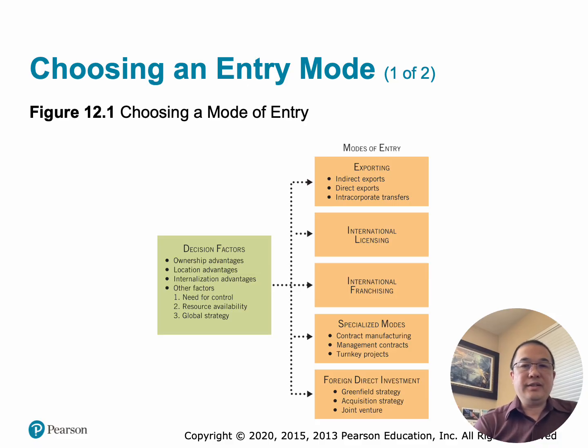Number four, specialized entry modes. These include contract manufacturing. This is where a local company manufactures products for the foreign firm. Management contracts. The company provides management expertise without owning facilities. Turnkey projects. The company builds and delivers a fully operational facility. Advantages include lower investment and access to local expertise, but the disadvantage would be less control.